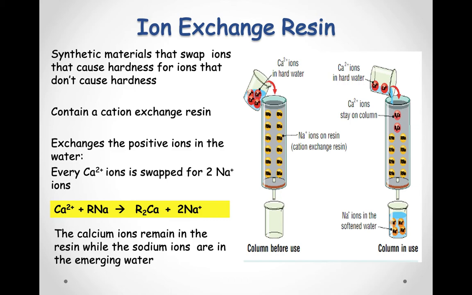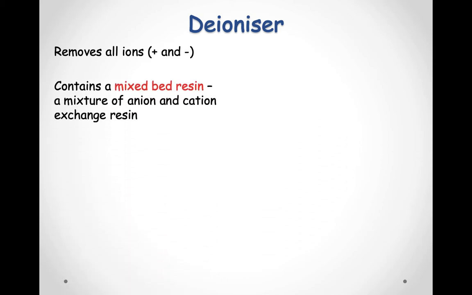But if you were working in a lab, you might want to get rid of all of the ions out of the water, not just these positive ions that are causing hardness. And if you wanted to do that, you would use a deionizer. Now, again, the clue's in the name, deionizer. So it's removing all of the ions, the pluses and the minuses. And it's doing that by having a mixture of two resins. It has a cation resin and it has an anion resin.